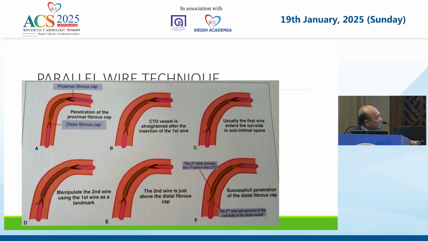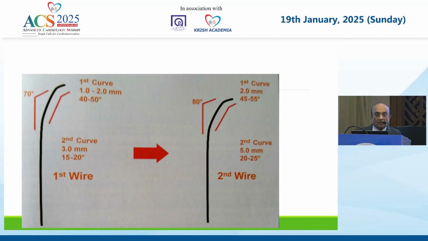The second wire runs parallel, and it comes down here and enters the true lumen. So this is the principle of parallel wire technique. Here again, the first wire has a smaller angle, the second wire has to have a little bigger angle because it has to re-enter and enter into the true lumen. The secondary angle also is a little bigger, and the second wire should be stronger.